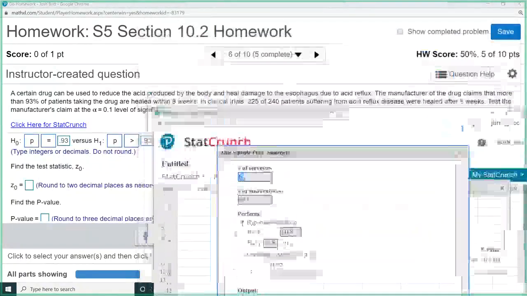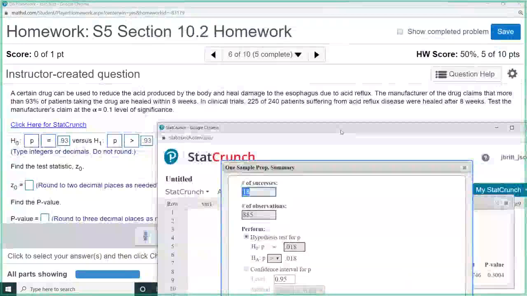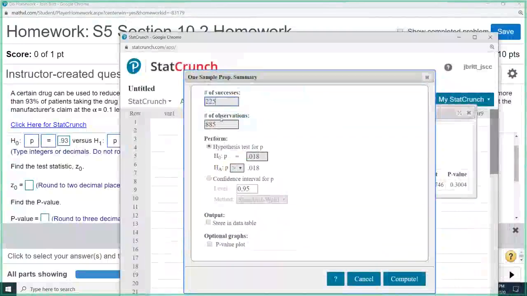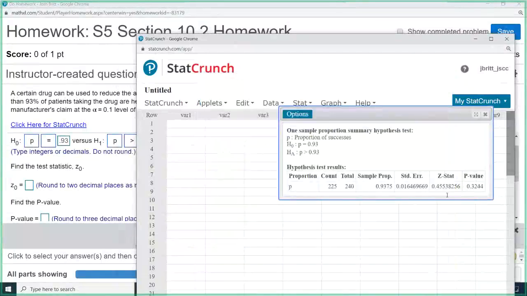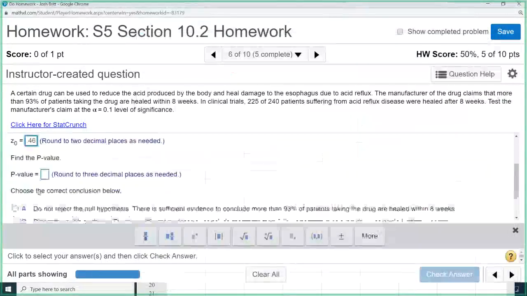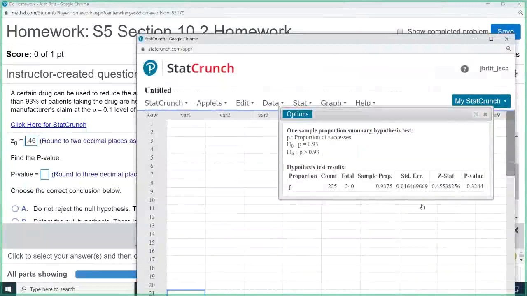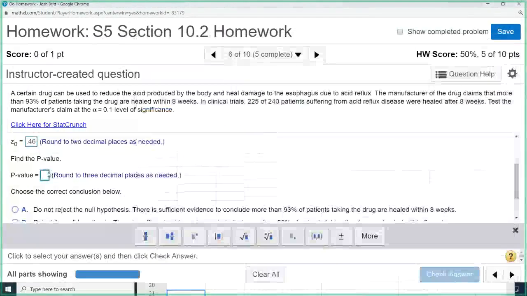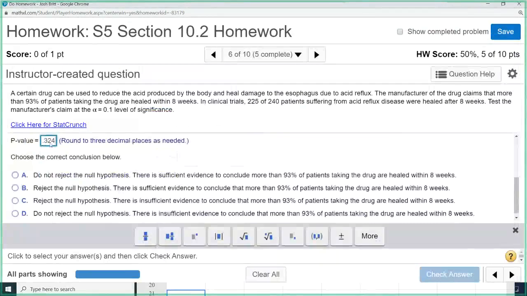So we'll get 225 out of 240. More than 93%. Z0 to 2 decimals is 4.6. P-value, 3 decimal places, is 3.24. Large p-value this time, again, do not reject the null. There is not sufficient evidence. There is insufficient evidence. That's what you always want to say.